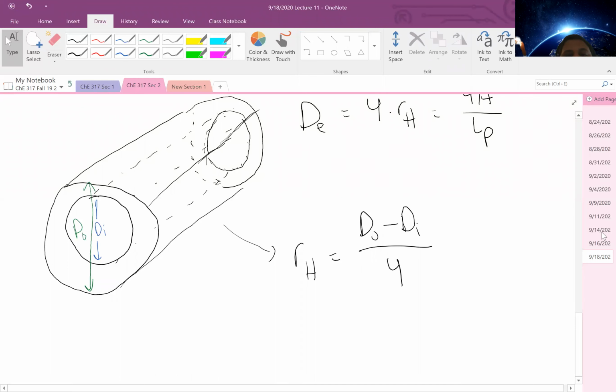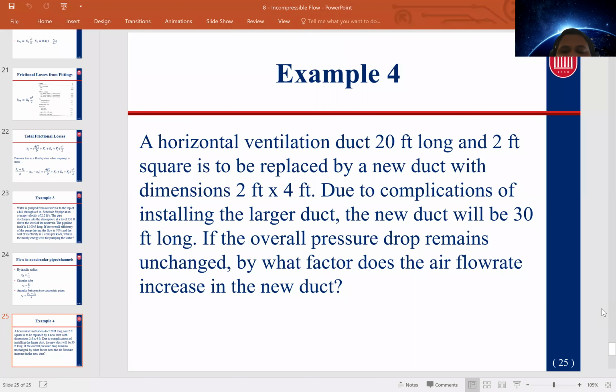So with this in mind, let's take a look at an example. This one says a horizontal ventilation duct 20 feet long and 2 feet square is going to be replaced by a new duct with dimensions 2 feet by 4 feet. Due to complications of installing the larger duct, the new duct will only be 30 feet long. If the overall pressure drop remains unchanged, by what factor does the airflow rate increase in the new duct?